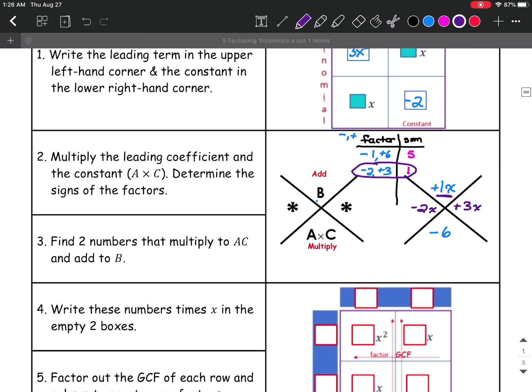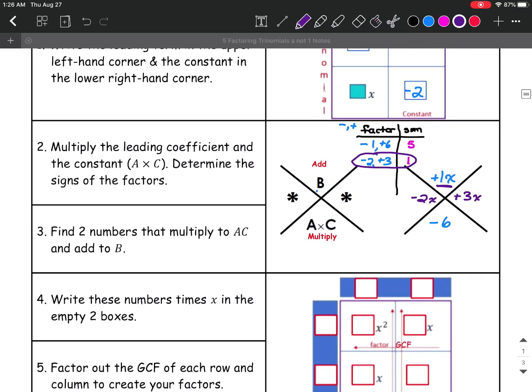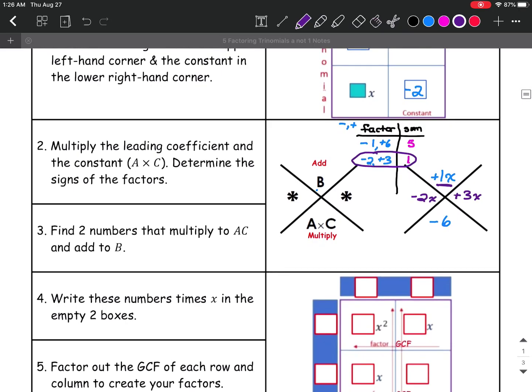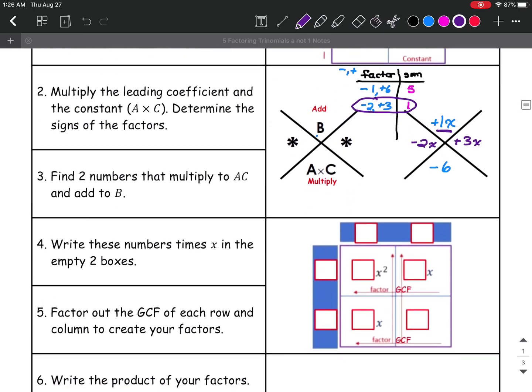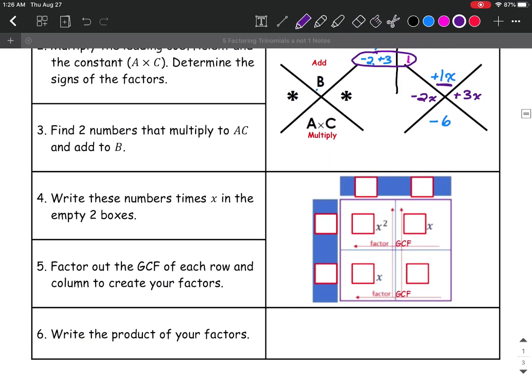All right, so we've done the first 3 steps. Now the next step, step 4, is to write these numbers times x in the empty 2 boxes. So remember, we had already written a 3x squared here, and we had written a minus 2 here. Now we're writing our 2 magic numbers, and it doesn't matter where you put them. The negative 2x and the positive 3x. Okay, it doesn't matter which order you place them in. It'll work out.